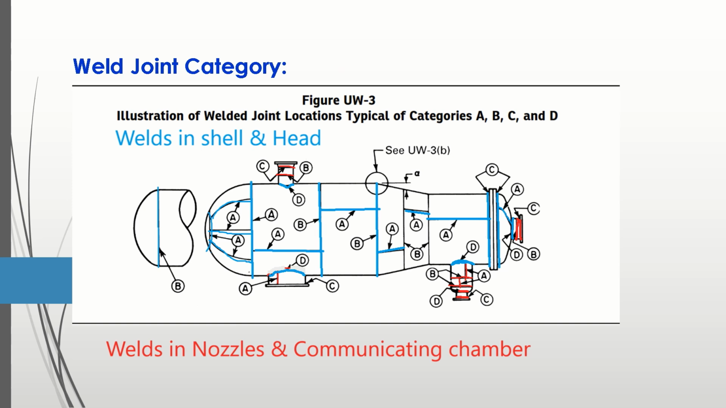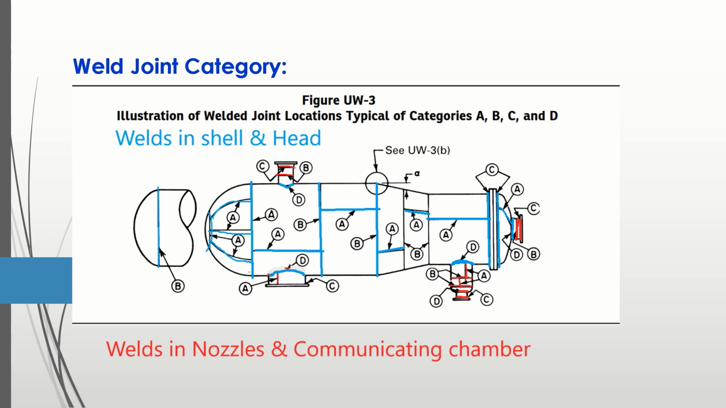Okay, so now let us understand weld joint category and its location. It is very important as far as radiography extent is concerned. So, category A joint is generally a longitudinal joint in the shell or the nozzle, and also the circumferential seam which is connected to the hemispherical head.